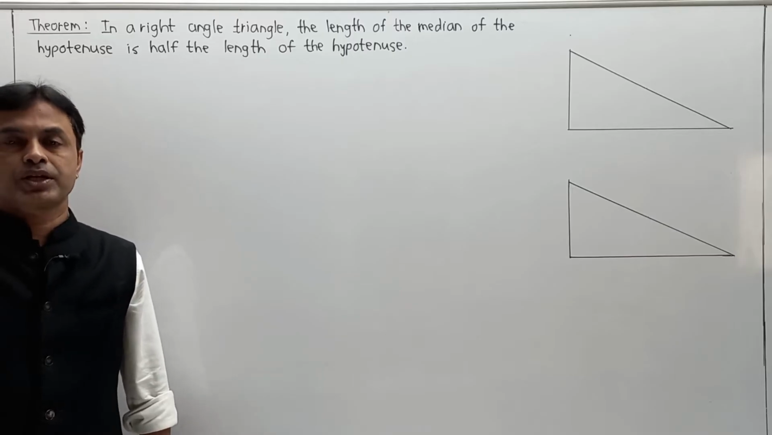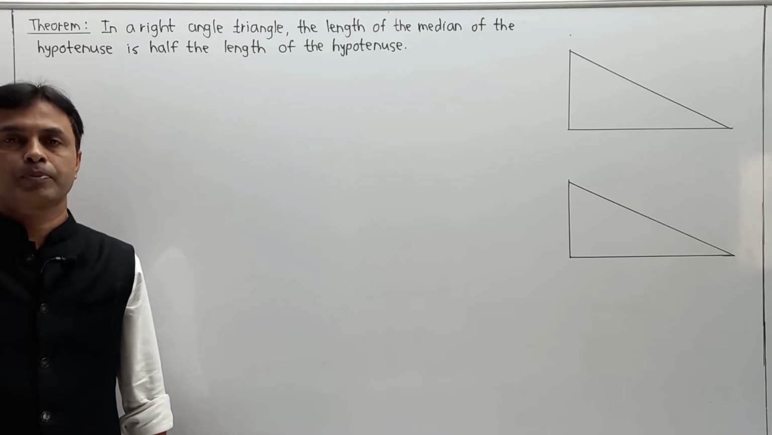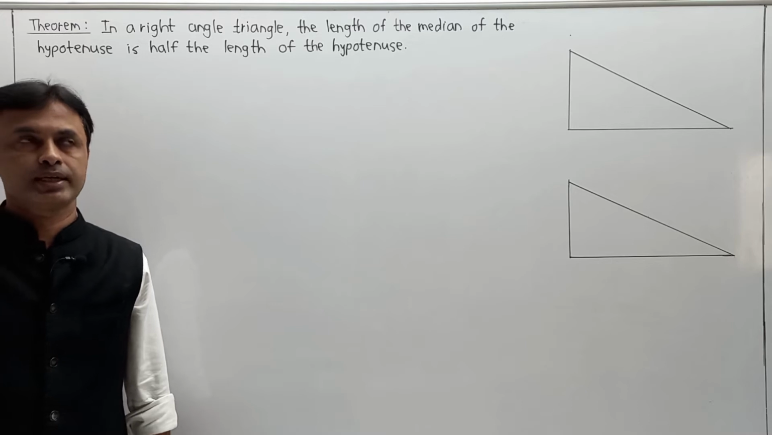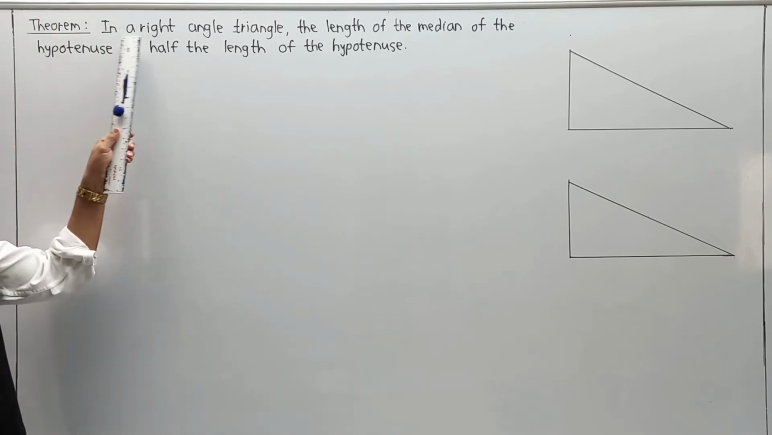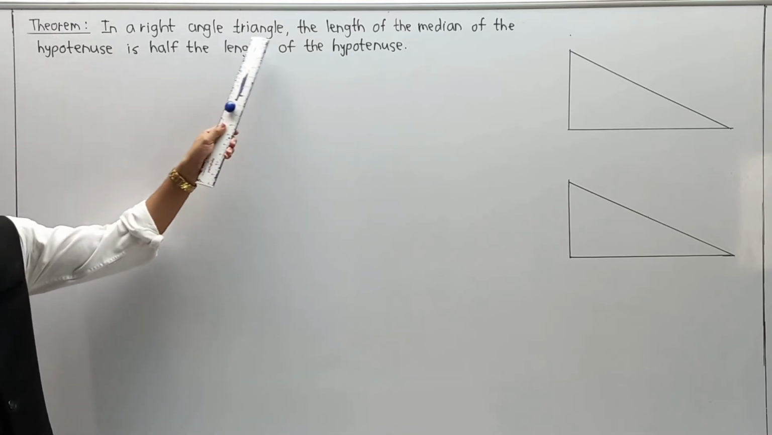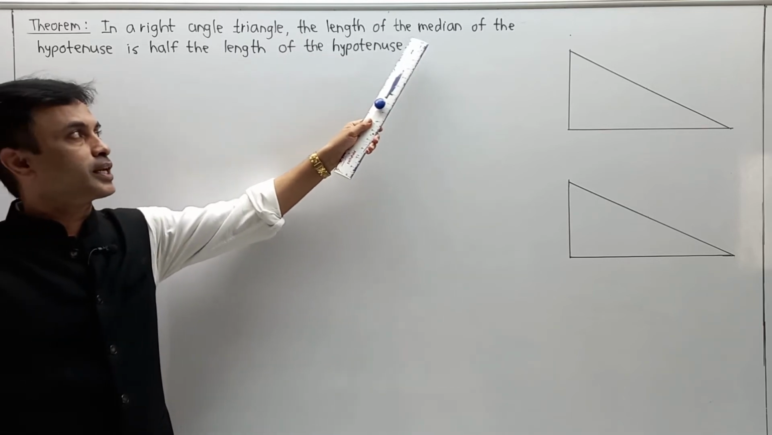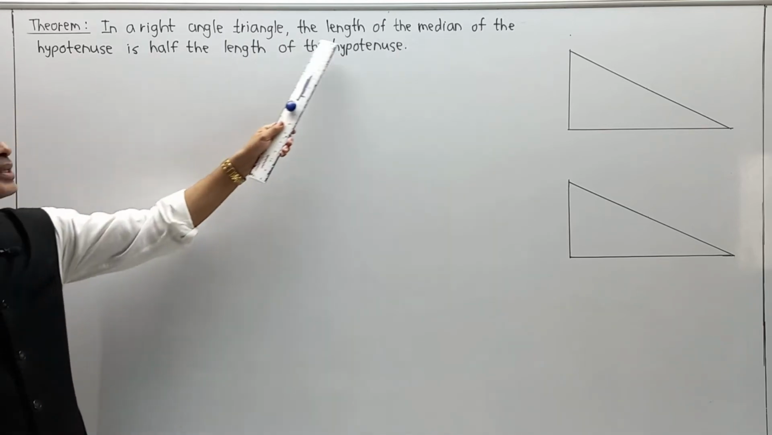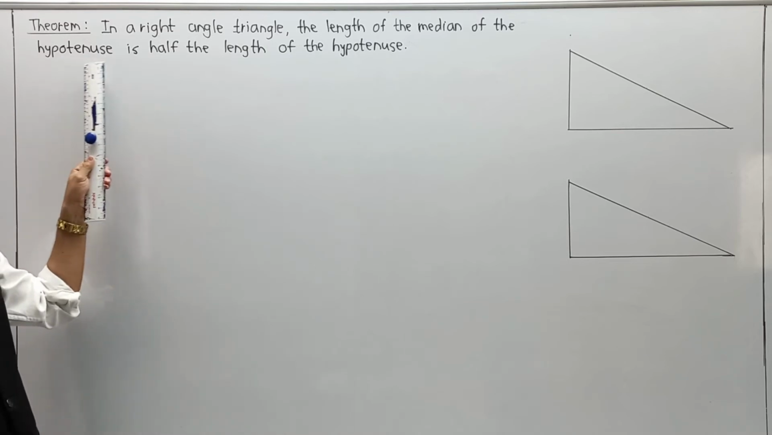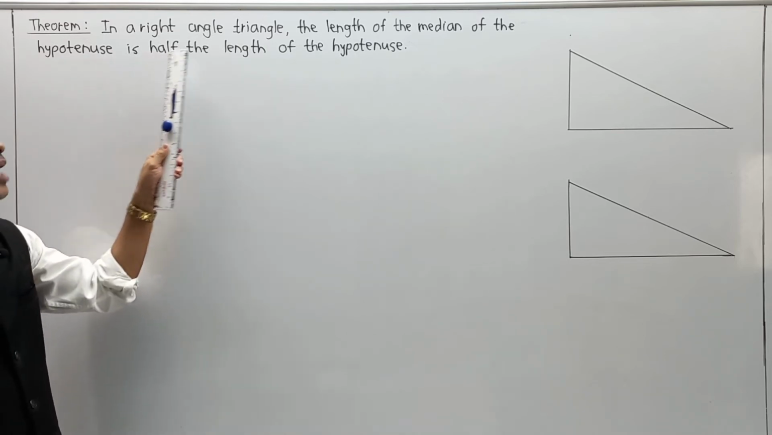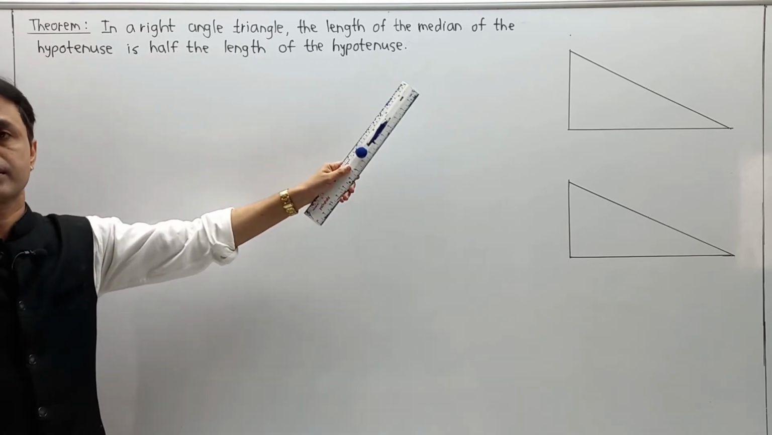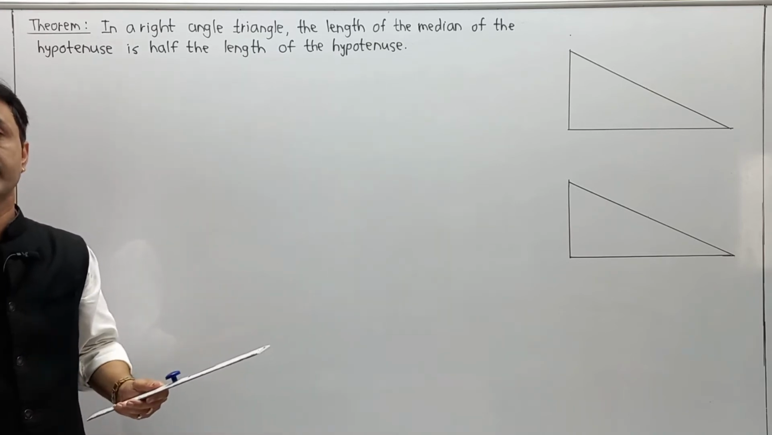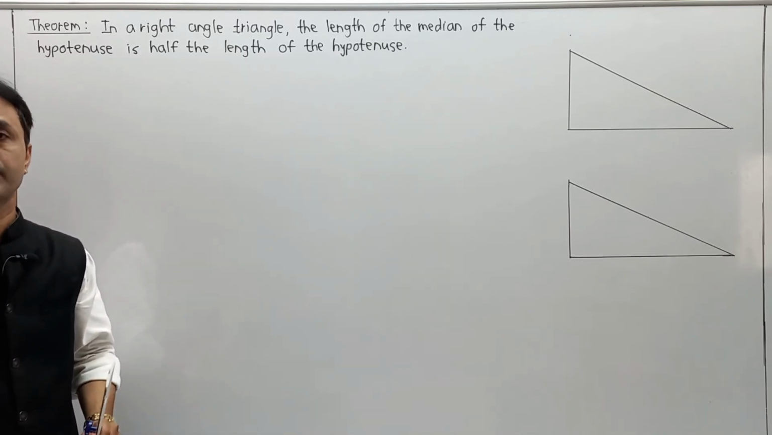Students, please pay attention. Now we are moving to the next theorem, and this theorem is related with the median and the property of the median. So try to understand it. Theorem: in a right angle triangle, the length of the median to the hypotenuse is half of the length of the hypotenuse.